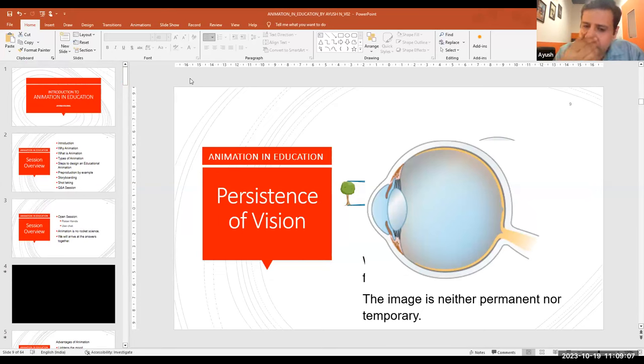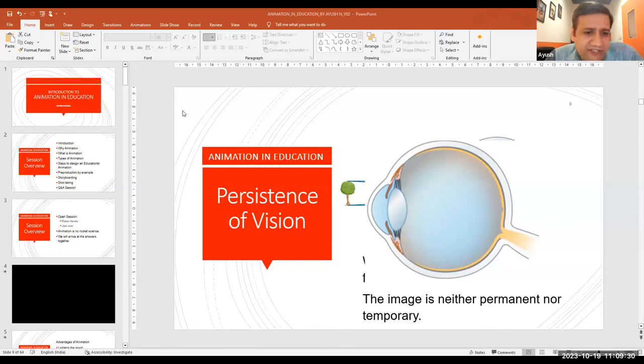So I hope you enjoyed understanding the basics of animation, and I hope you now have a better understanding of what an animation is, because there's no ghost in the box. It's something very, very easy. There's no rocket science in animation, and even in PowerPoint, we can make animations.